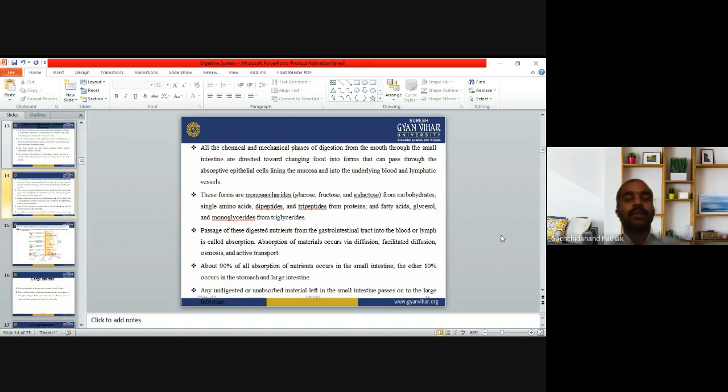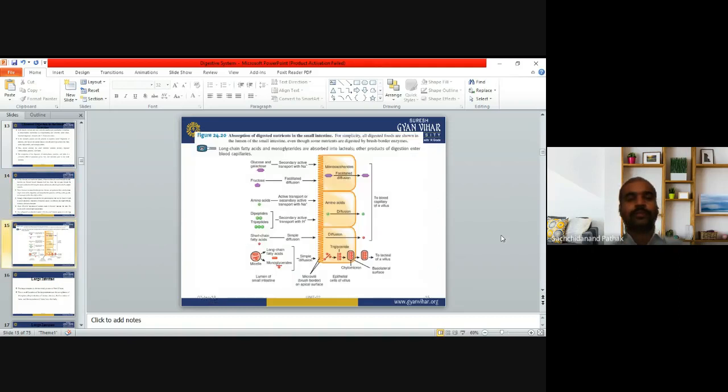About 90% of all absorption of nutrients occurs in the small intestine. The other 10% occurs in the stomach and large intestine. So the small intestine plays the main role in absorption of nutrients, 90%, and the remaining 10% occurs as a small amount of absorption in the stomach as well as in the large intestine. Any undigested or unabsorbed material left in the small intestine passes on to the large intestine.